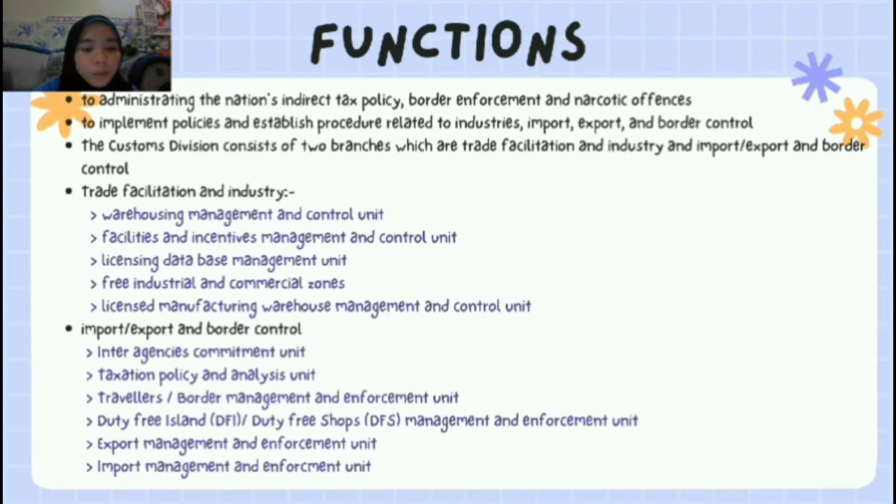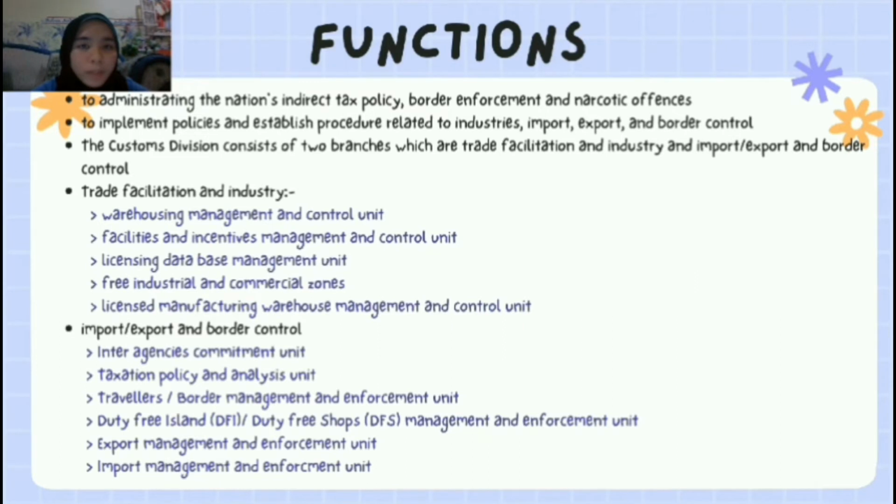Next, the Taxation Policy and Analysis Unit is to propose new taxation policies and legislations. Third, Travelers or Border Management and Enforcement is in charge of conducting feasibility studies on new border stations and legal landing places. Fourth, Duty-Free Island or Duty-Free Shops Management and Enforcement is to process applications for import licenses of intoxicating liquor, tobacco, and denatured spirit.